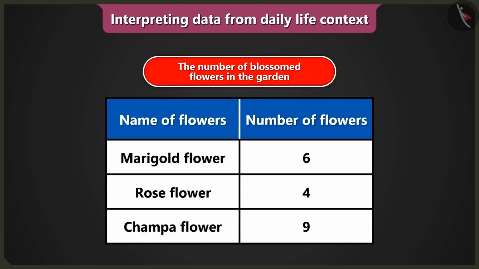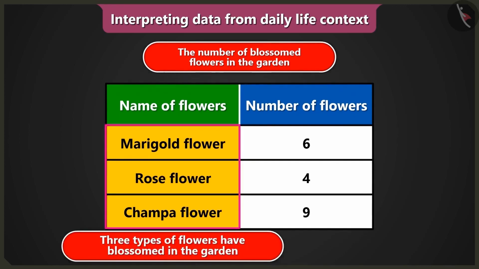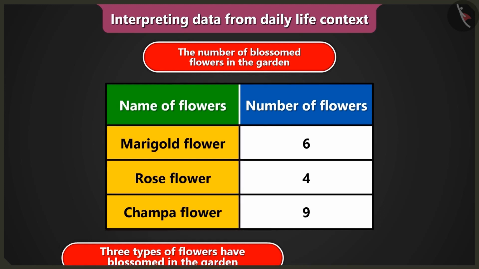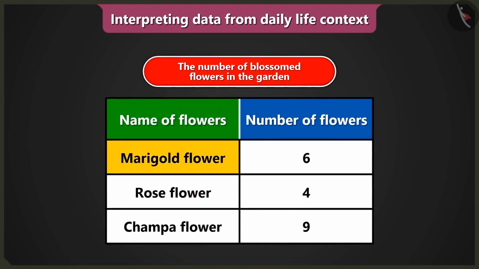There are two columns in the table. In the first column, the blossomed flowers in the garden are written. Come on, read those. The names of the flowers are marigold flower, rose flower, and champa flower. From this data, we can know that 3 types of flowers have blossomed in the garden. Yes, first is marigold flower, second rose flower, and third is champa flower.